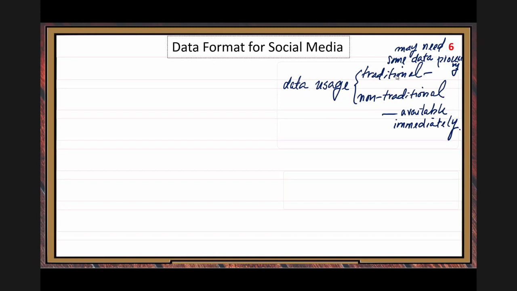All right, so let's look at the non-traditional data format. The format is quite different. The format should be very simple. If the format is very complicated, then you may need processing time. Here the idea is no processing time. So the design goal of the data format is to make it available immediately. As soon as it is posted, it is available immediately. That's the main requirement of social media data.